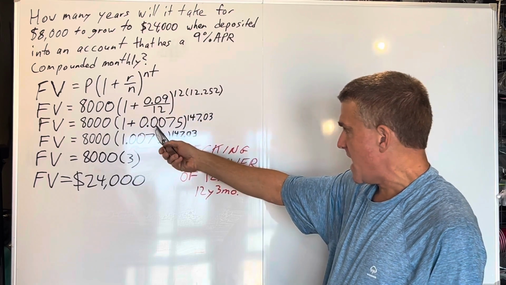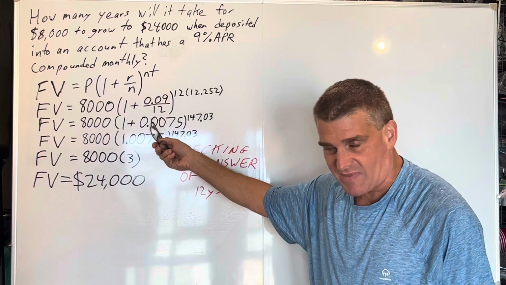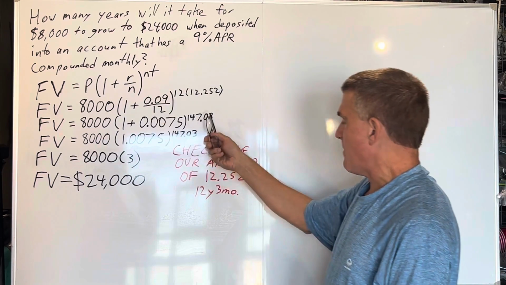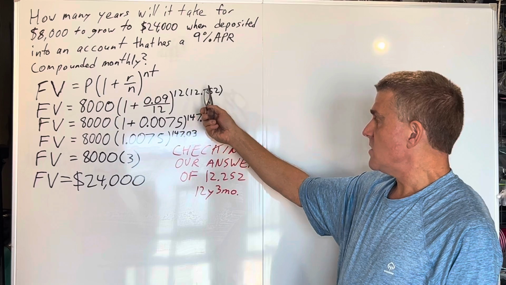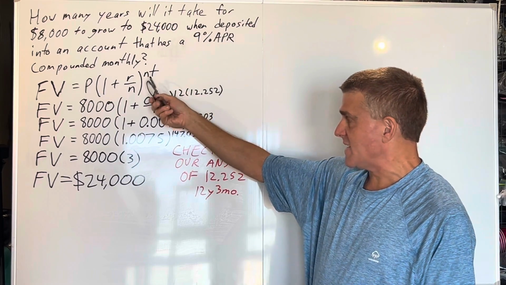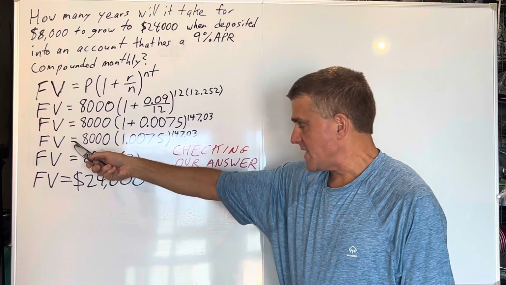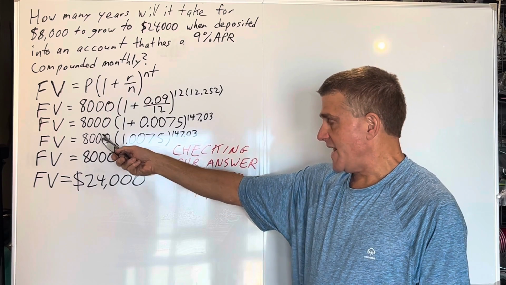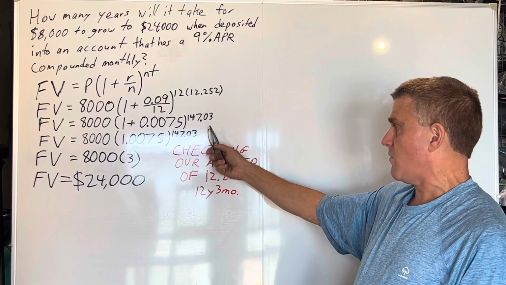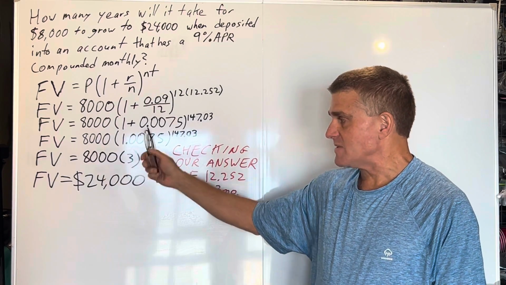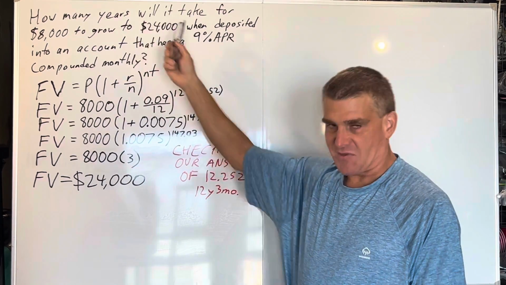And so then as you go down, 0.09 divided by 12, this is basically the same exact work we got before. The only thing is that it's 12 times 12.252, because it's going to be n times t, which is 147.03. So what you've got down here, you work this out, and you've got 8,000 times 1.0075 to the power of 147.03, which equals 8,000 times 3. The future value is 24,000, which matches what it should be. So therefore, the answer was correct.